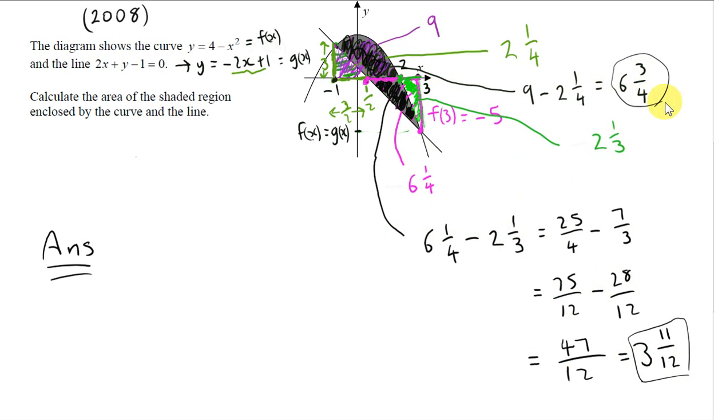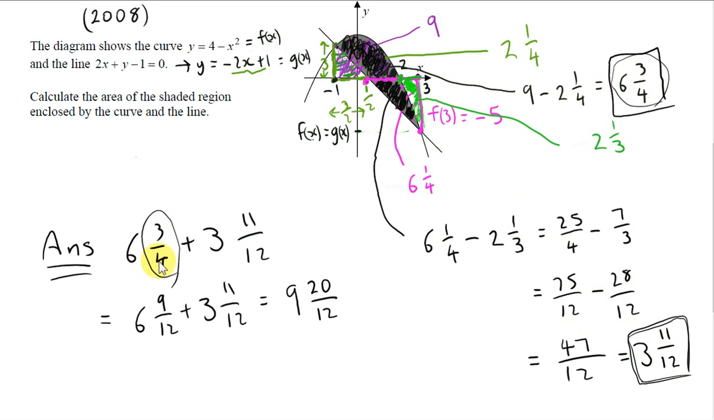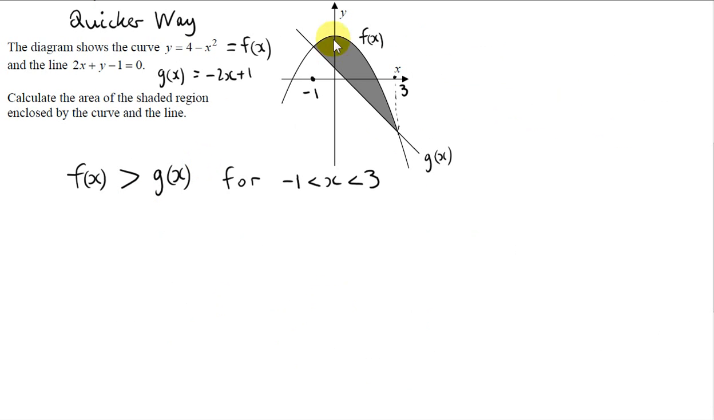So to get the answer then, we take 6 3/4, that's the shaded area above the x-axis, and add on to it the shaded area below the x-axis. So getting a common denominator, 3/4 is the same as 9/12. So 6 plus 3 is 9. 9/12 plus 11/12 is 20/12. So we get our final answer of 10 2/3. Now there is a quicker way that we could do this question.